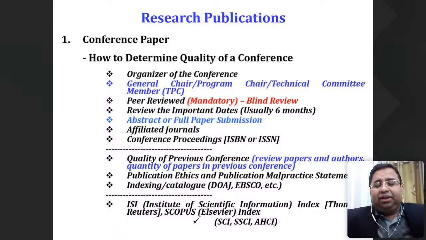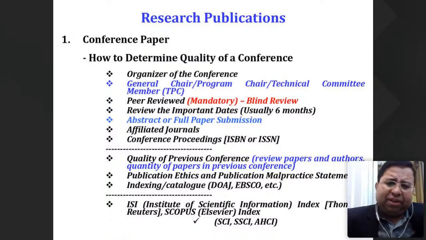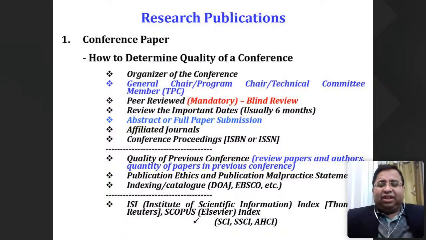And you have to check the review dates. If a conference has at least more than 6 months, that means it is a good conference. But sometimes a conference can declare results within 1 or 2 months. There is a question about the quality of that conference. And you have to check whether they are asking for abstract or full paper submission. Abstract submission is not so good. Full paper submission is something good.